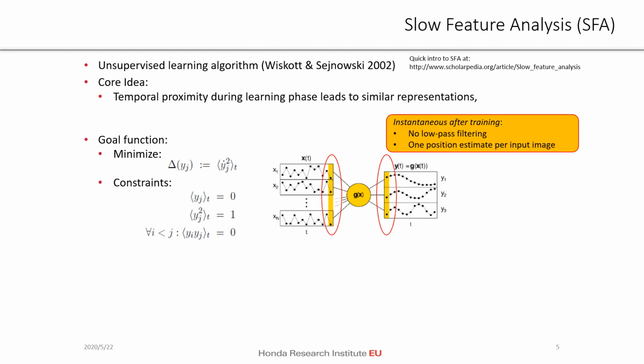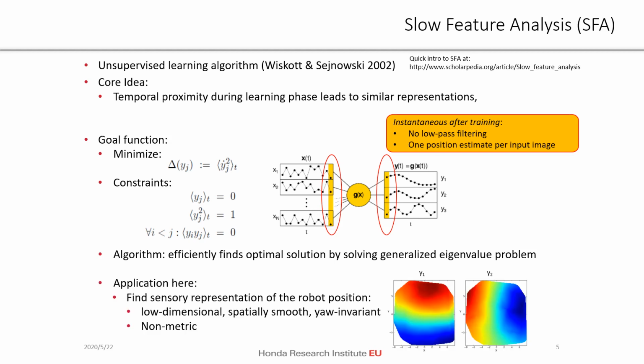It's important to note that we do use the temporal statistics of the input and the temporal derivatives during training, but once we finish training, we get an instantaneous input-output function. That means for one input image, we get one output. So you can't solve this by a simple low-pass filtering, for example. The algorithm efficiently finds the optimal solution by solving a generalized eigenvalue problem.